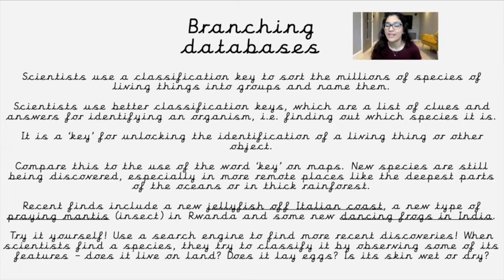Now, when scientists find a species, they try to classify it by observing some of its features. They try to see if it lives on land or on water. Does it lay eggs or not? And is the skin wet or is it dry? So these sorts of questions are asked by scientists in order to then think where they would put the animal, which group they would put the animal in.